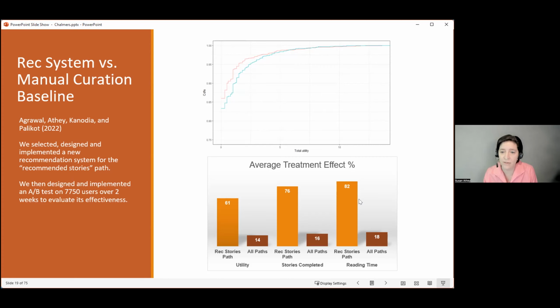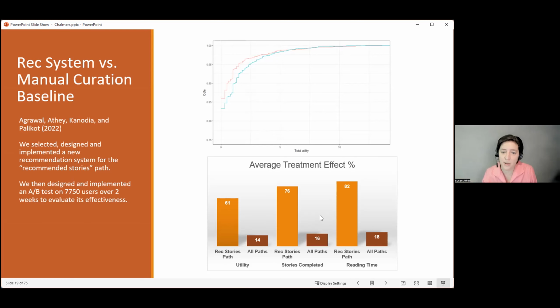We then can look at average treatment effects as a percent of baseline, and we look at it in two ways. We tested it just on one part of the app, called the recommended stories path, although previously it was manually recommended stories. Now it's machine recommended stories. And then we also looked at what happened on the overall app, because you might imagine that having a really good recommendation system in one part of the app would just steal engagement from other parts of the app, and there might not be a net increase.